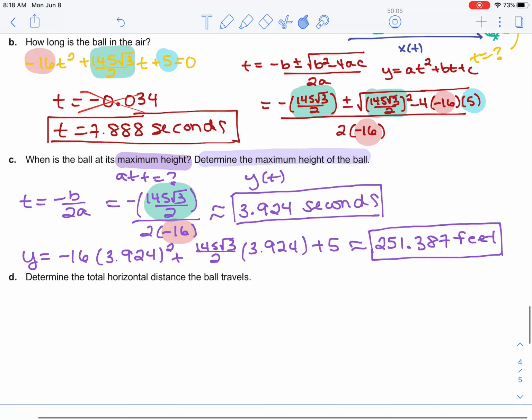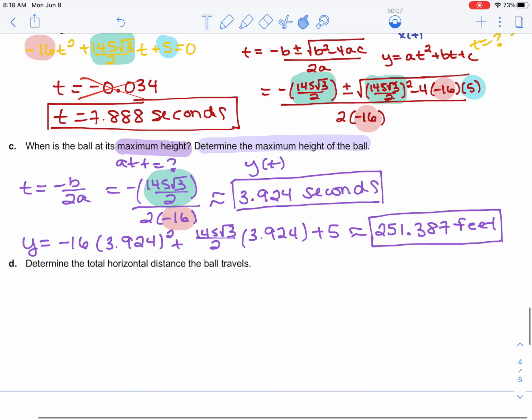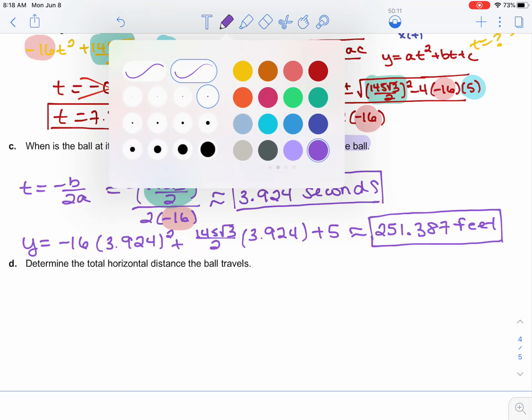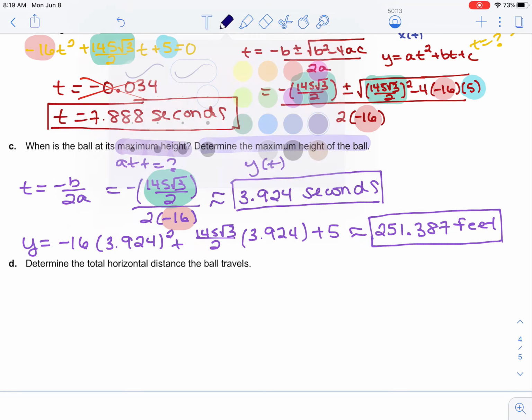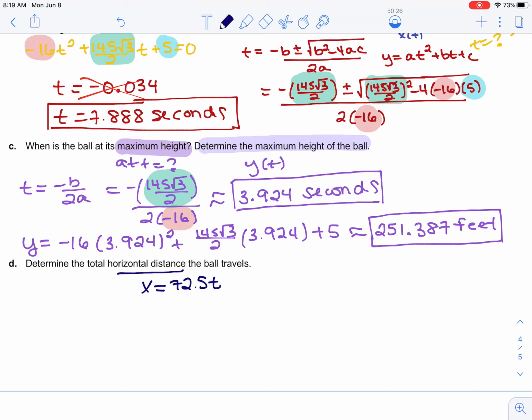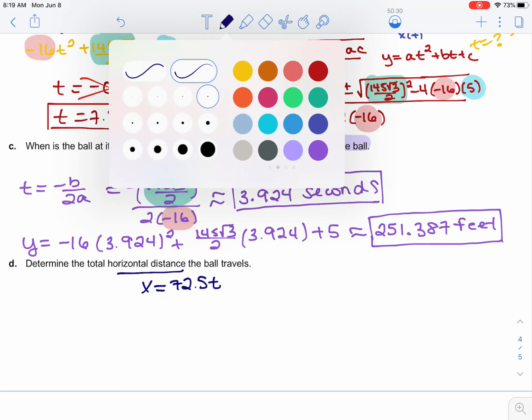Okay, last part of question 3 is we want to determine the horizontal distance the ball travels. Okay, so this one is set up pretty nicely. It tells us directly that we need to use our horizontal distance equation. Our horizontal distance equation is 72.5 t. And now we need to think about, well, what t value are we going to use?